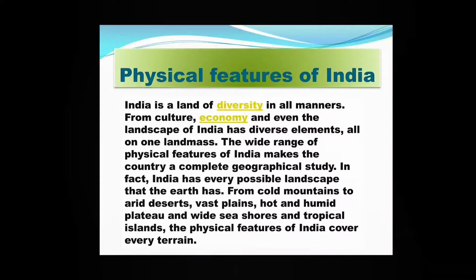The wide range of physical features of India makes the country a complete geographical study. In fact, India has every possible landscape that the earth has. From cold mountains to arid deserts, vast plains, hot and humid plateaus, and wide seashores and tropical islands. The physical features of India cover every terrain. So, if we are going to learn about India and its physical features, then we are going to cover all the geographical study that can be done.